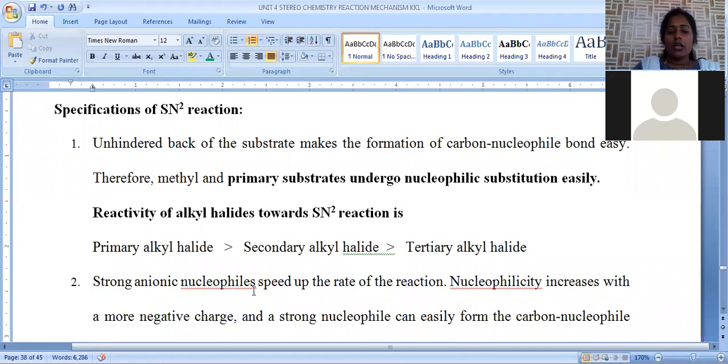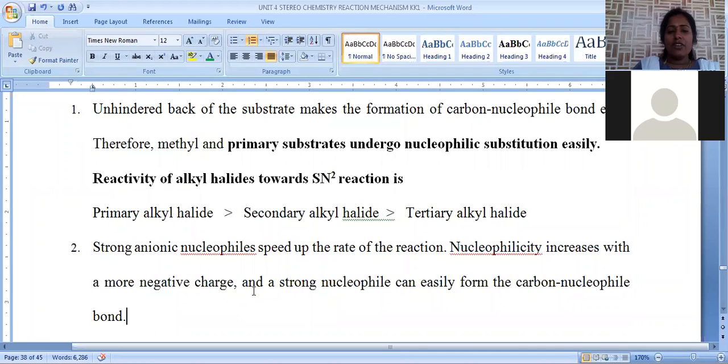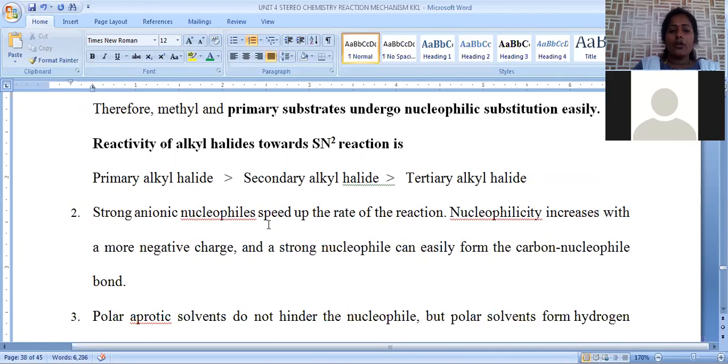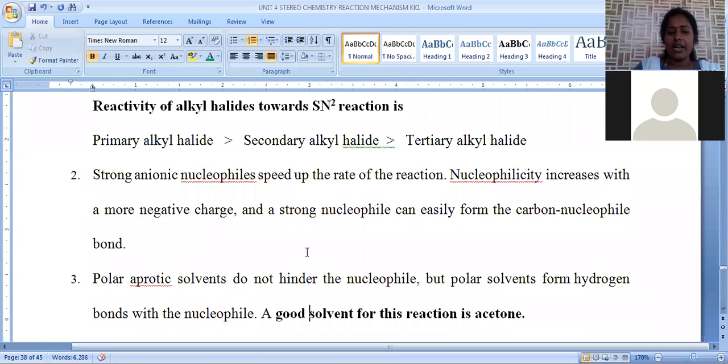Now, let us see other specifications. Strong anionic nucleophiles speed up the rate of the reaction. If the nucleophilic nature is extremely large, that is, the electron releasing tendency of the nucleophile is more, the rate of reaction is also more. The stronger the nucleophile, the greater the reactivity.